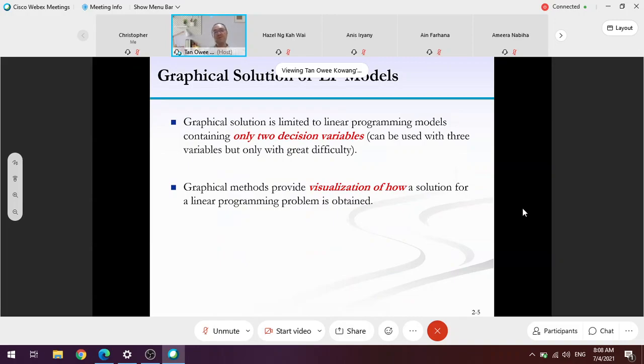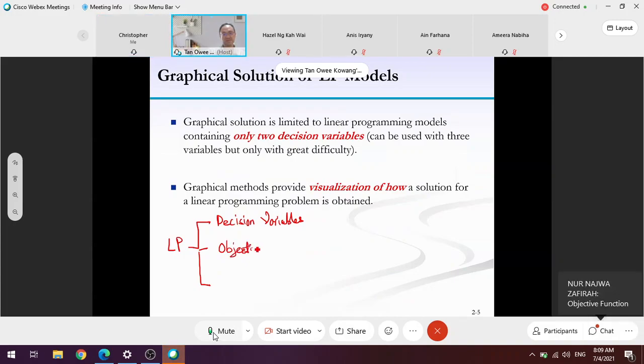What is the fundamental component of linear programming? A linear programming might split into 3 components. Anyone you still can remember after a week of break? Exactly. Decisions variable. The second part? Yes, objective functions. And then the third? Constraint.